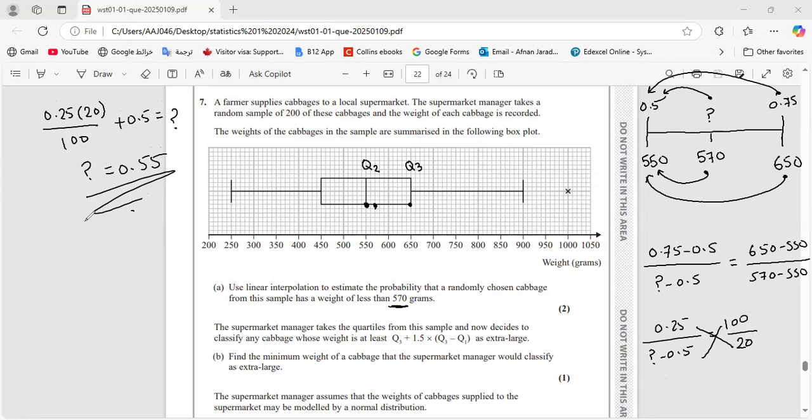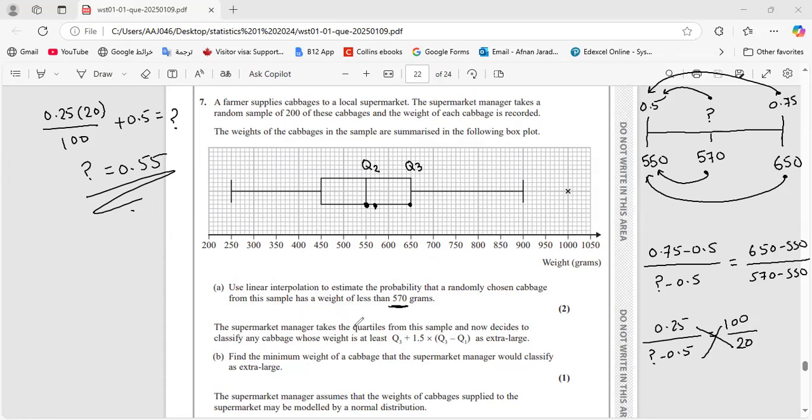So the probability that a randomly chosen cabbage from the sample has a weight of less than 570 is 0.55. The supermarket manager takes the quartiles from this sample and now decides to classify the cabbage whose weight is at least third quartile plus 1.5 times (third quartile minus first quartile) as extra large.